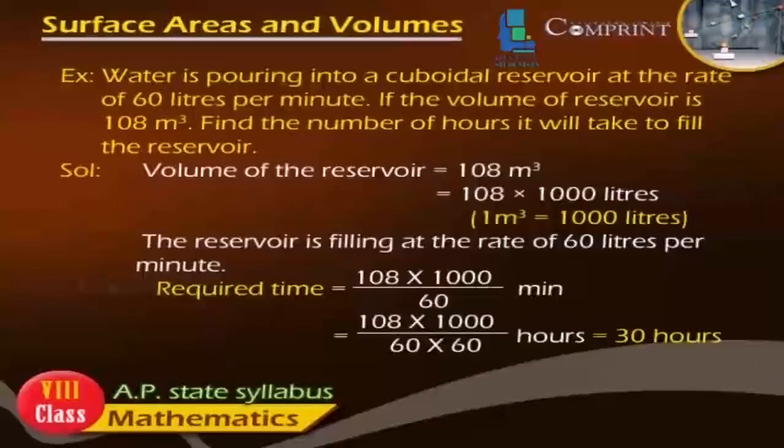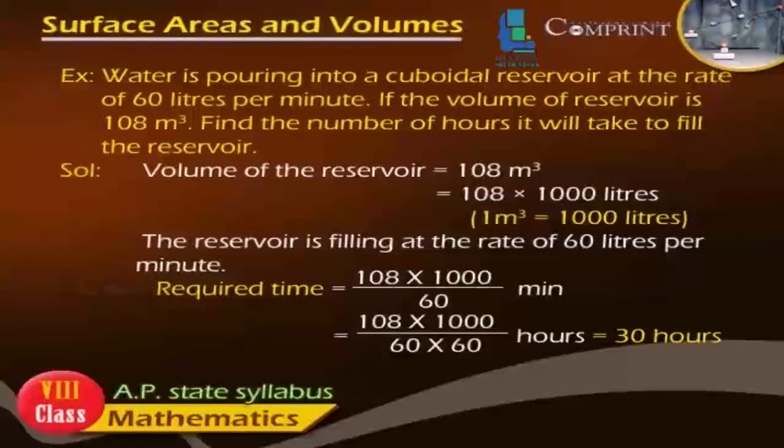Example: water is pouring into a cuboidal reservoir at the rate of 60 liters per minute. If the volume of the reservoir is 108 meter cube, find the number of hours it will take to fill the reservoir. Solution: volume of the reservoir is equal to 108 meter cube is equal to 108 into 1000 liters, where 1 meter cube is equal to 1000 liters.